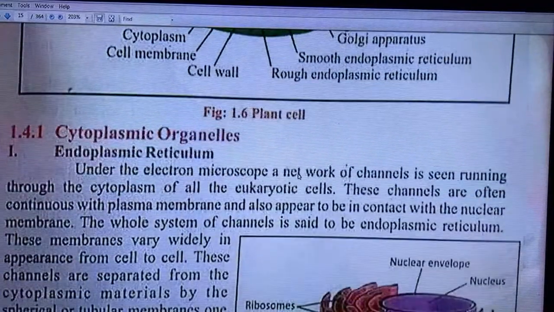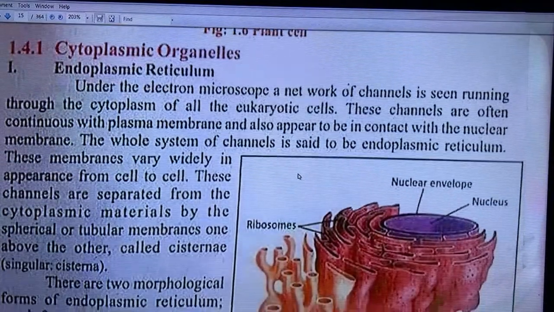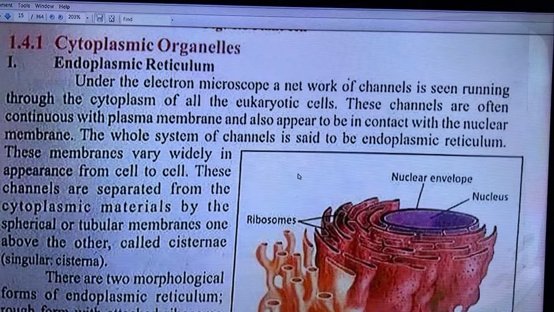Cytoplasmic organelles: endoplasmic reticulum, a most important topic. Under the electron microscope, a network of channels is seen running through the cytoplasm of all eukaryotic cells. These channels are often continuous with the plasma membrane and also appear to be in contact with the nuclear membrane. The whole system of channels is called the endoplasmic reticulum.